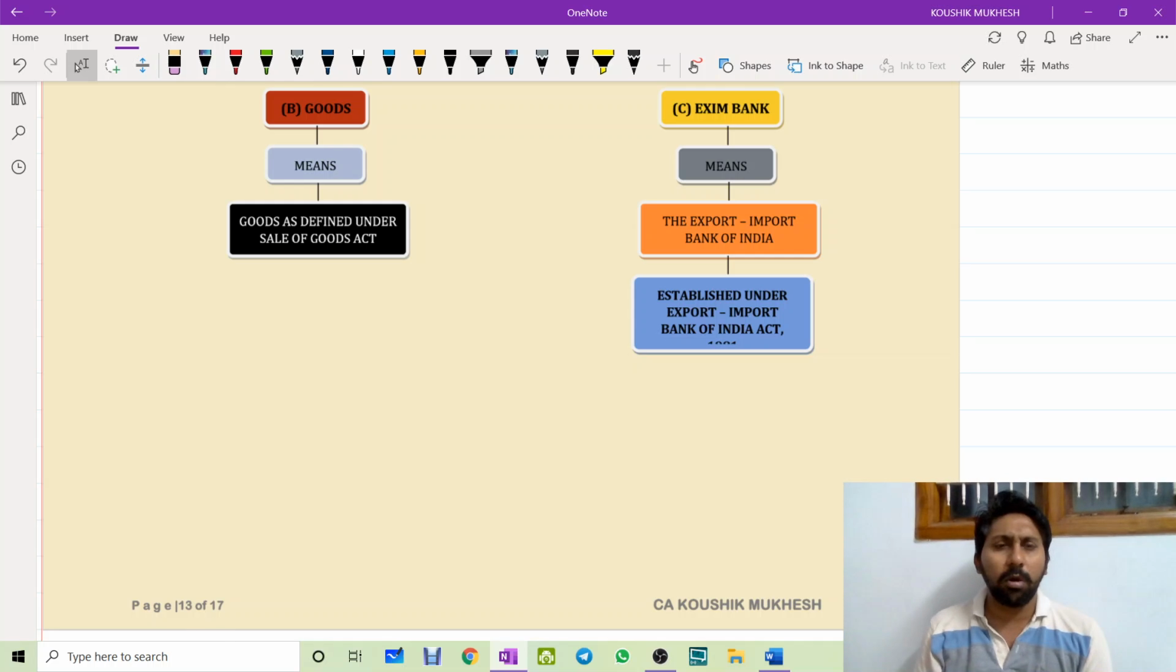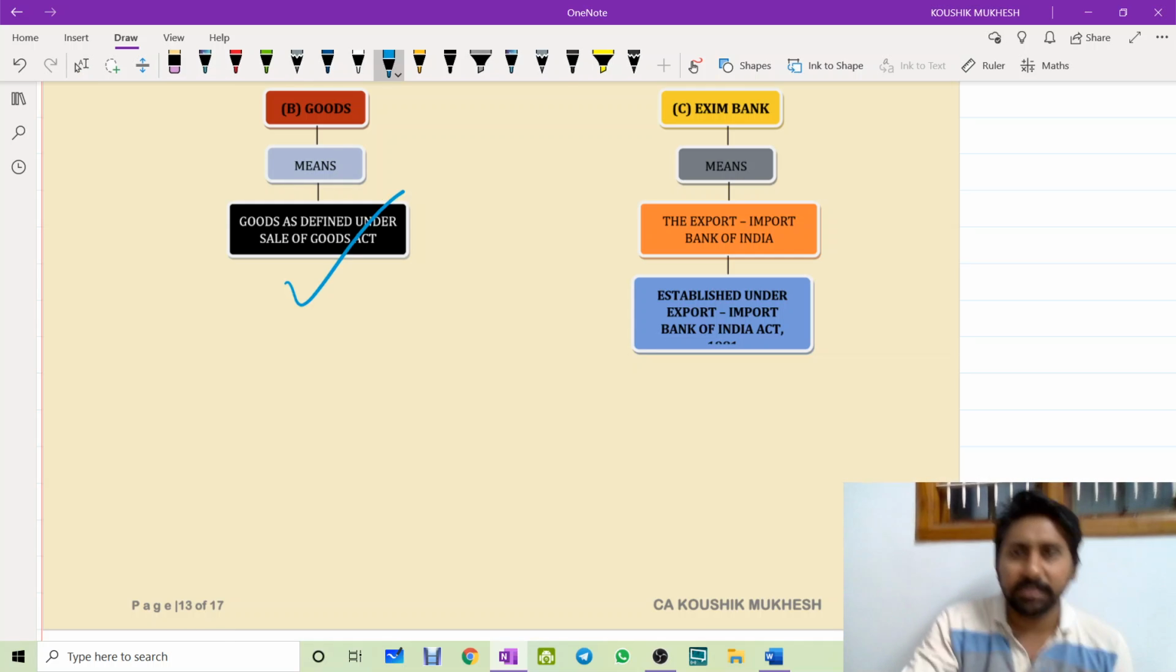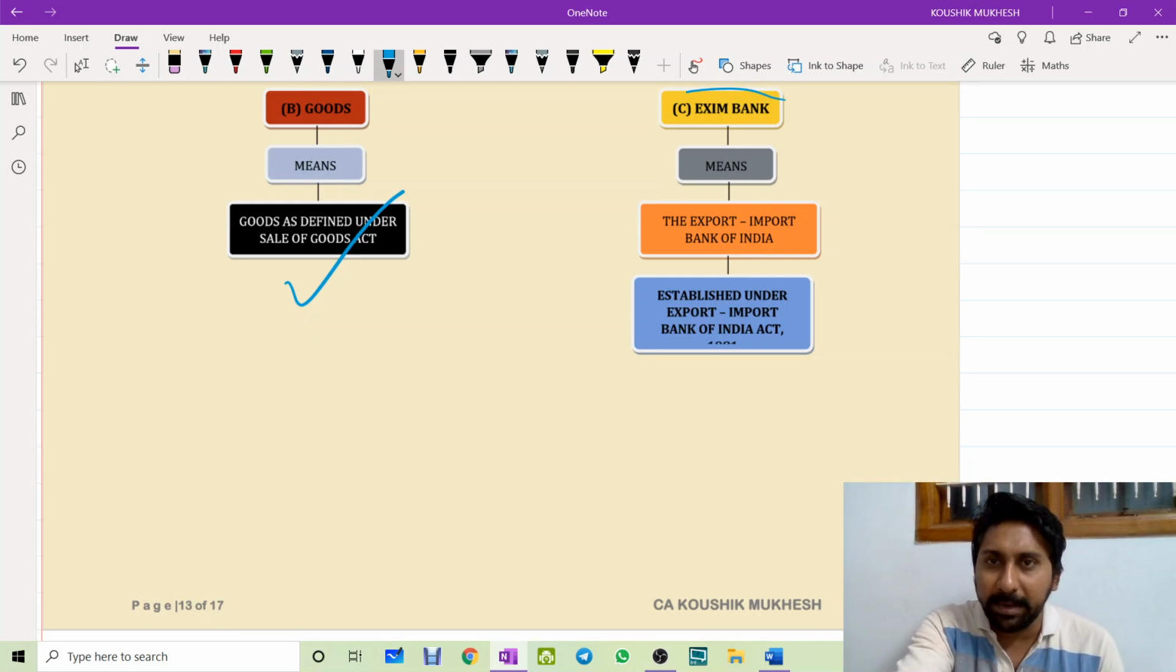Next one, what do you mean by goods as defined under the Sale of Goods Act? Now there is an apex bank for all these exports and imports called the Exim Bank.